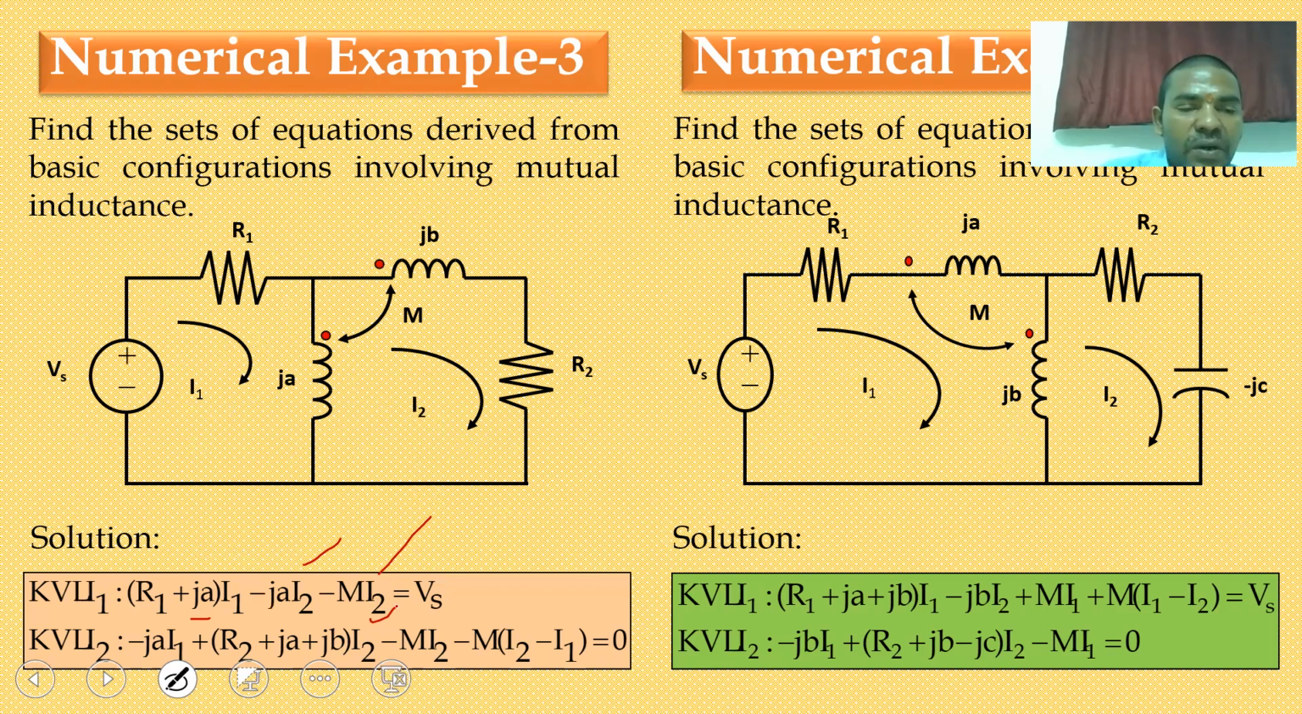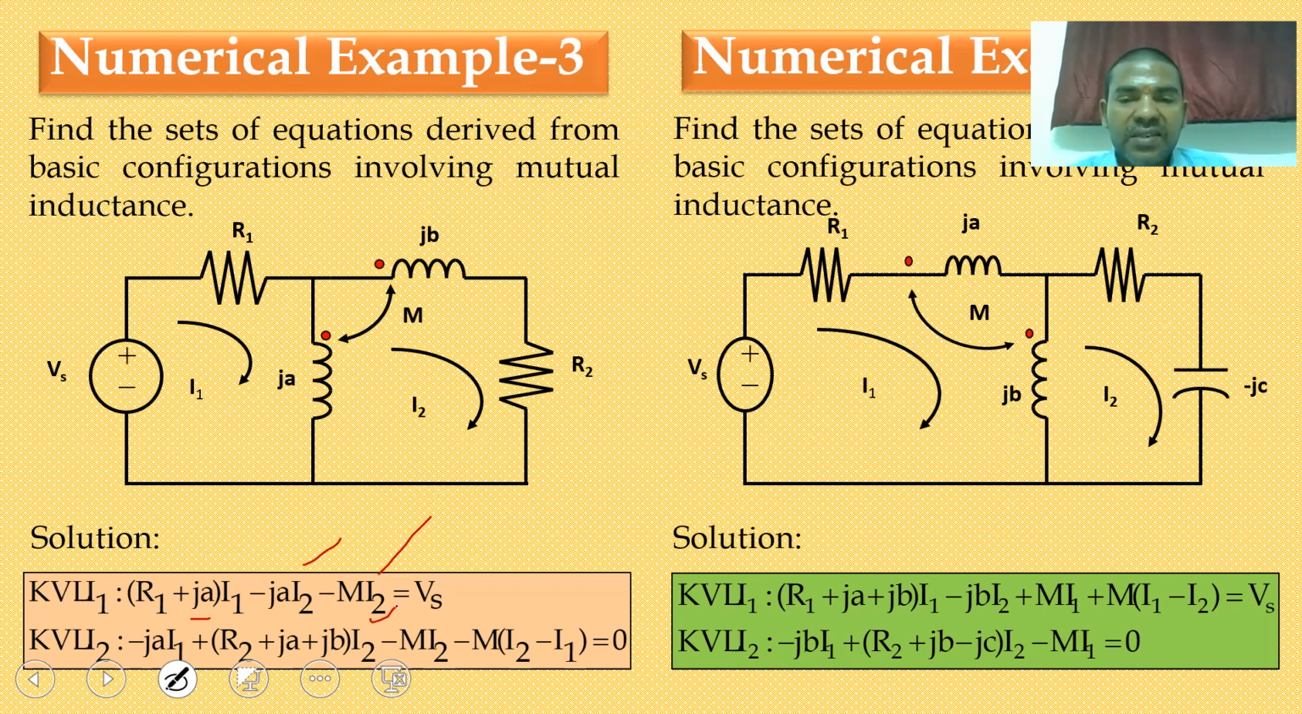So finally you can get minus 2M I2. I already told, series connection of coils, it is opposing, so minus 2M must be there. So here also we are getting minus 2M I2. So we are writing the M I1. Okay.